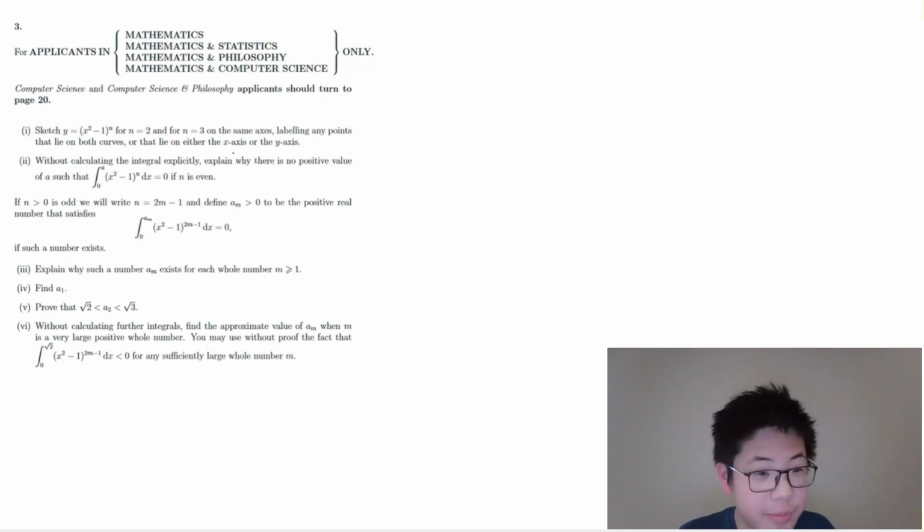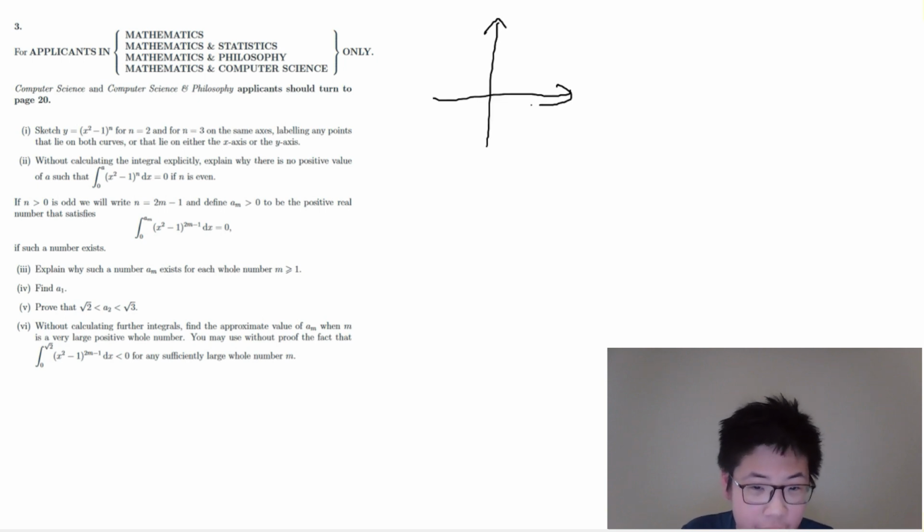I'm Daniel, and today we are going to do question 3 of MAT 2022. So sketch y equals (x squared minus 1) to the power of n for n equals 2 and n equals 3. Now we all know the graph of y equals x squared minus 1, right? Then we will have a y-intercept at -1, and x-intercepts at 1 and -1.